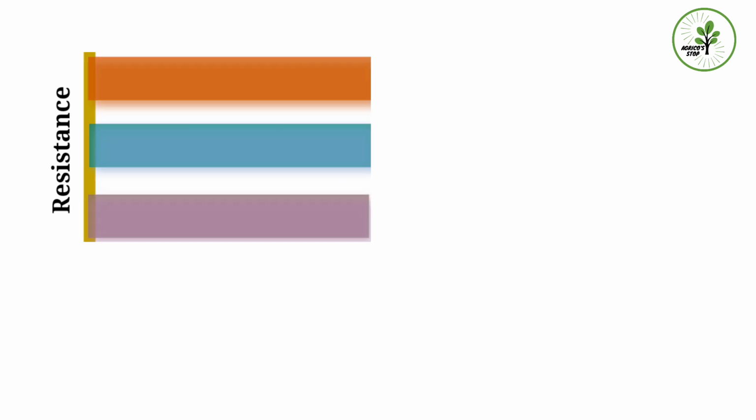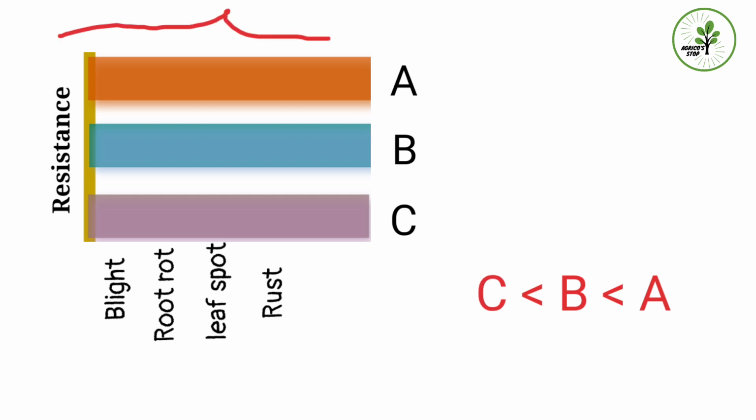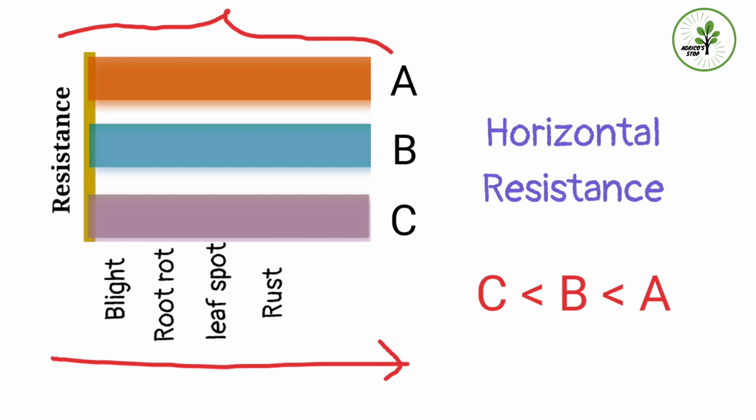Now look at this diagram. All these plants A, B and C are resistant to blight, root rot, leaf spot and rust. But the point is, A is more resistant than B, which is again more resistant than C. Here, the difference in the resistance is parallel to the horizontal axis, which convinced Mr. Vanderplank to call it horizontal resistance.